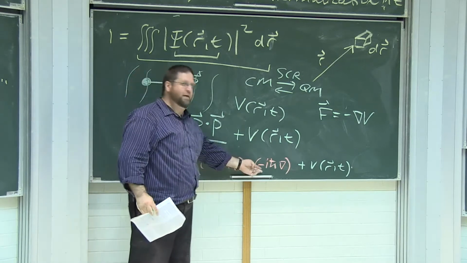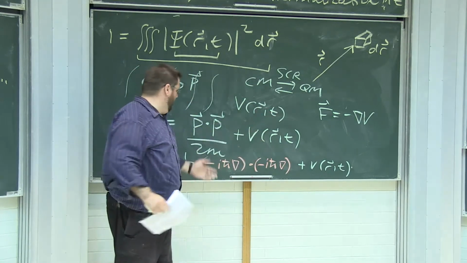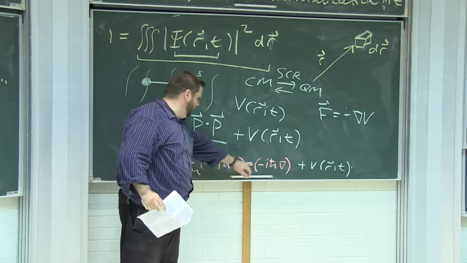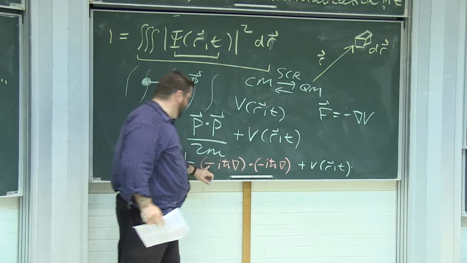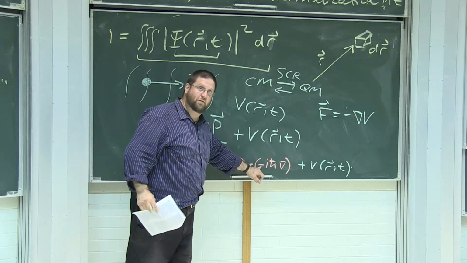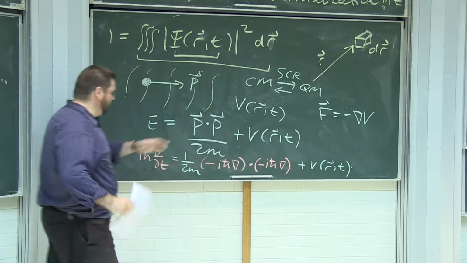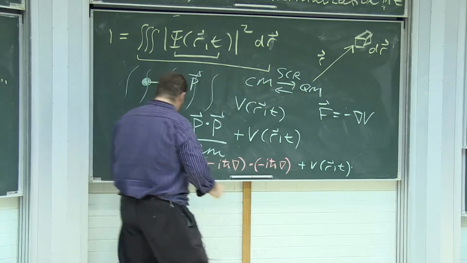A negative number times a negative number is positive, and i squared is negative 1. So negative i times negative i, you need to be careful. The negative times the negative is a positive, and the i times an i is a negative. So negative i times negative i is in fact a negative.